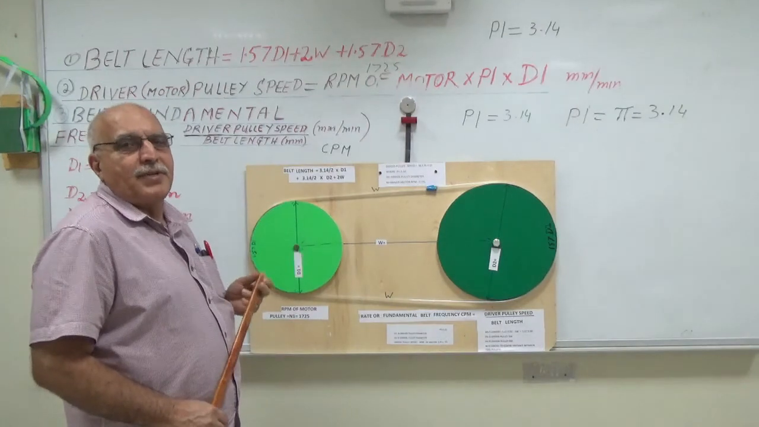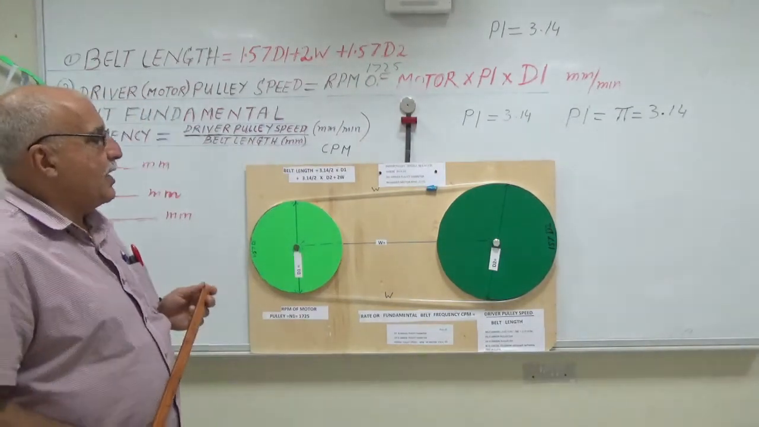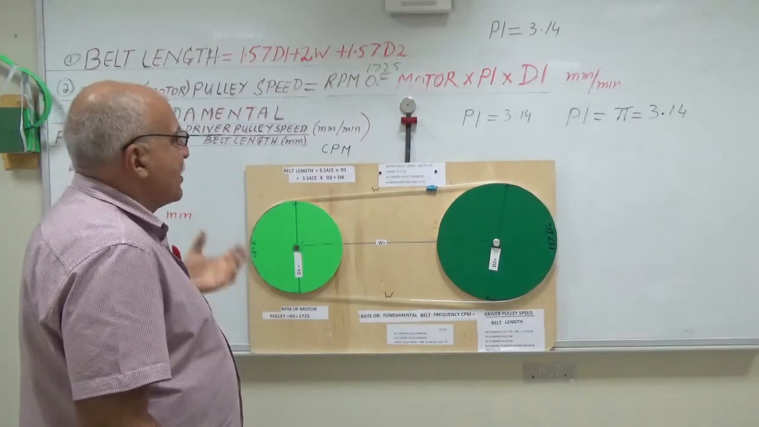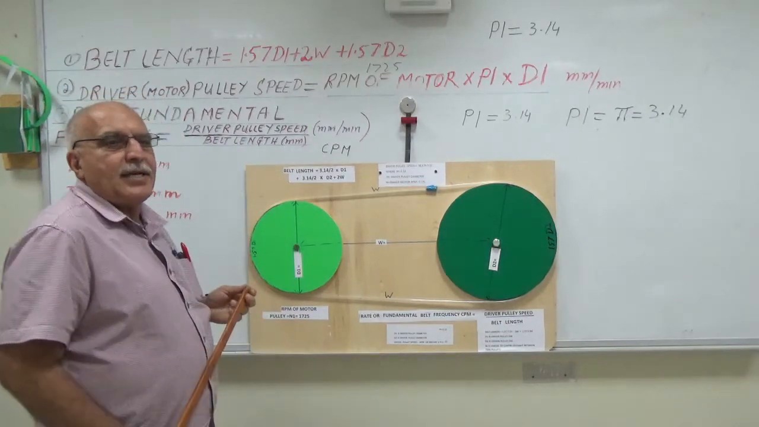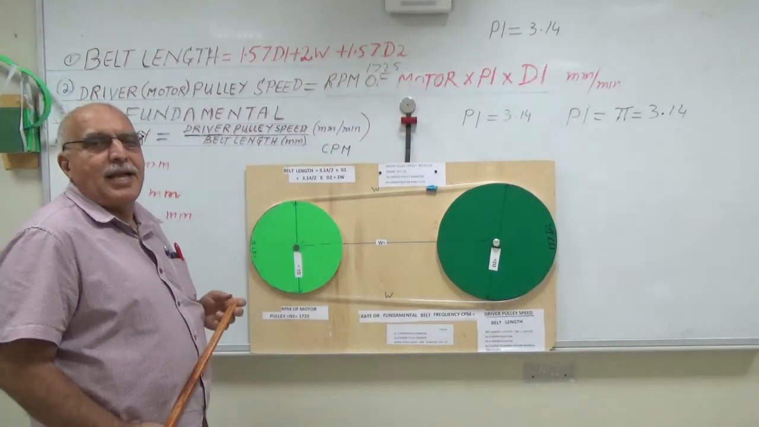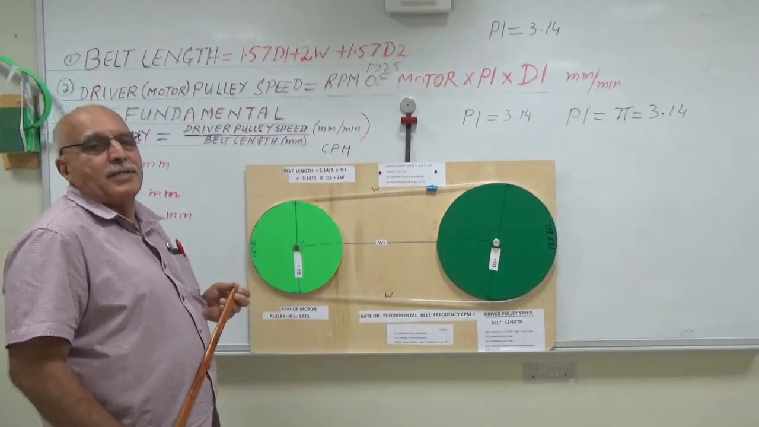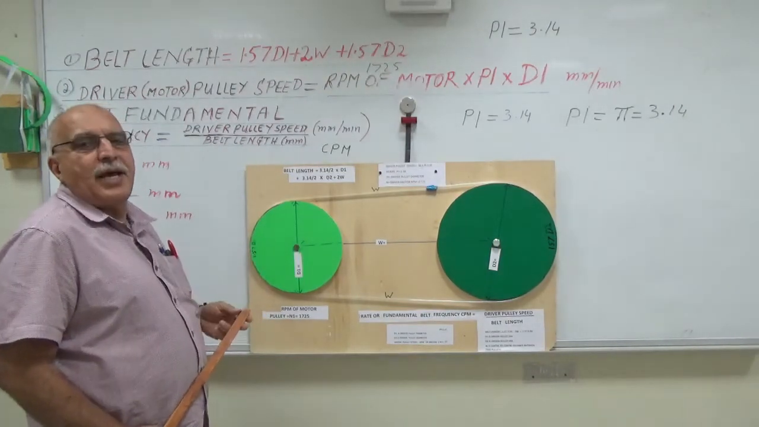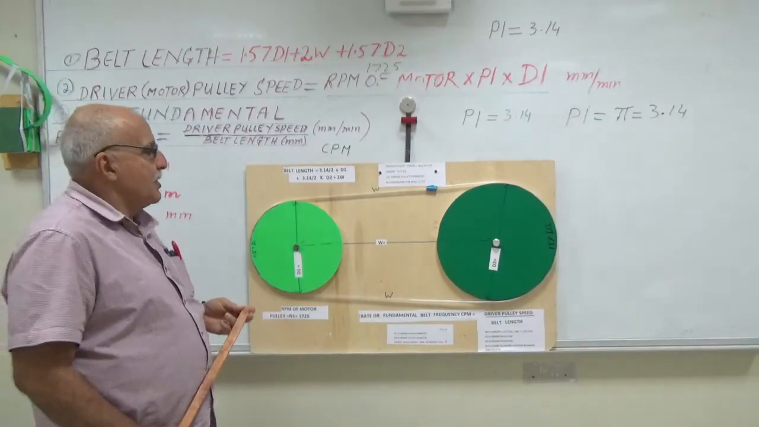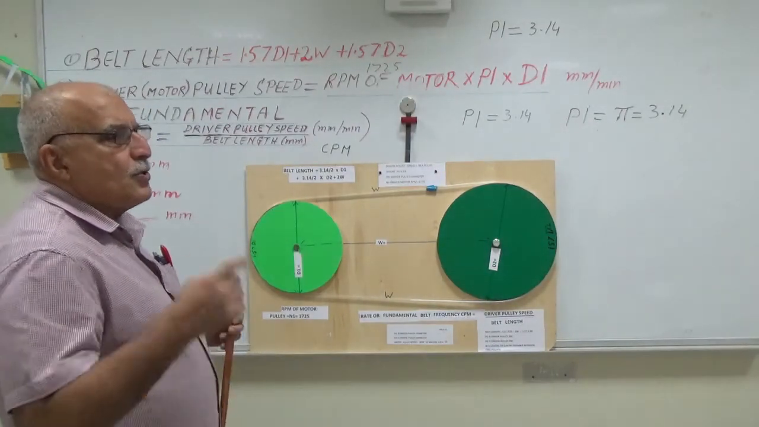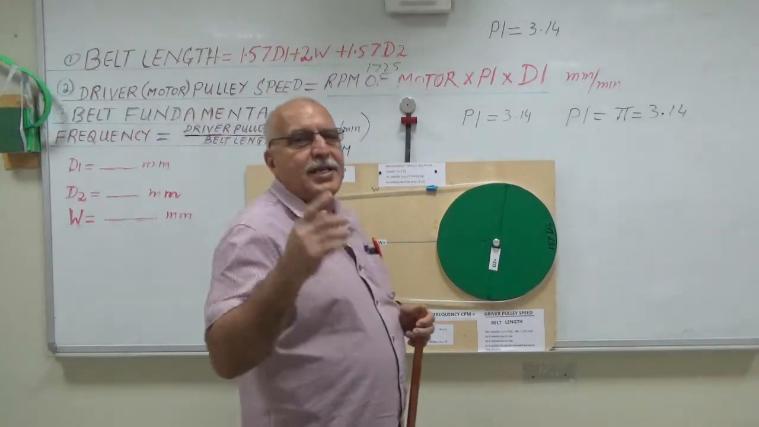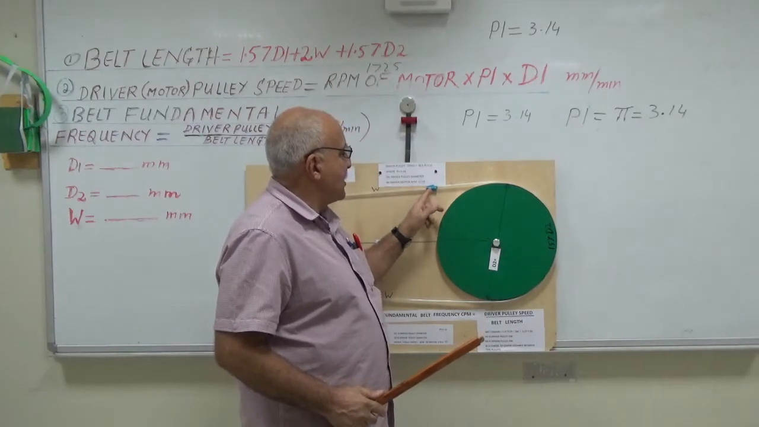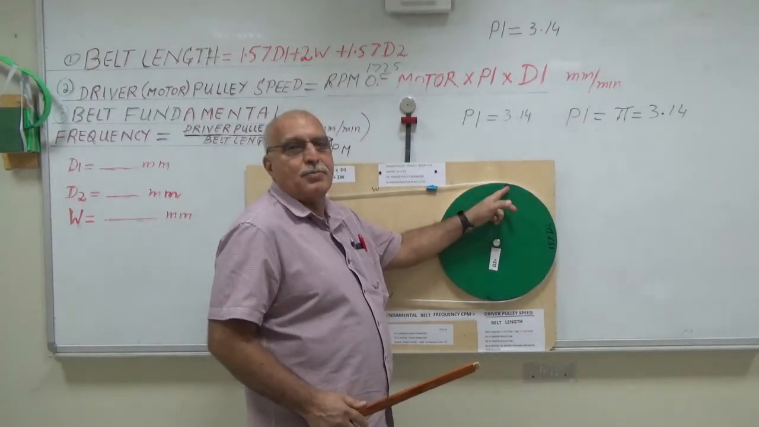will be called belt fundamental frequency. So for that, I will calculate the belt speed and divide it by the belt length. That will give me the total number of rounds per minute, and the total number of rounds will be counted as the belt fundamental frequency, because in each round there is one vibration when this damaged part passes through this point.